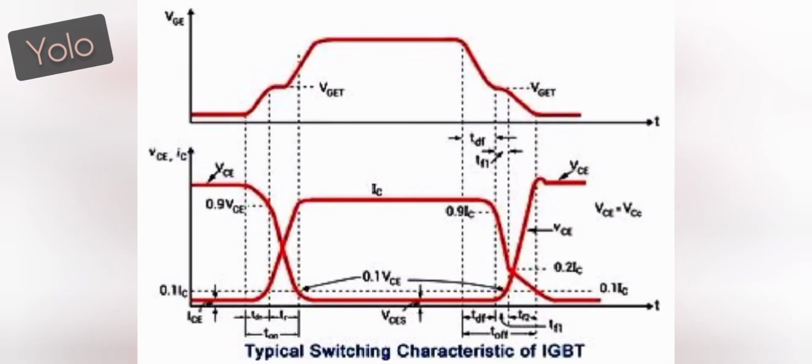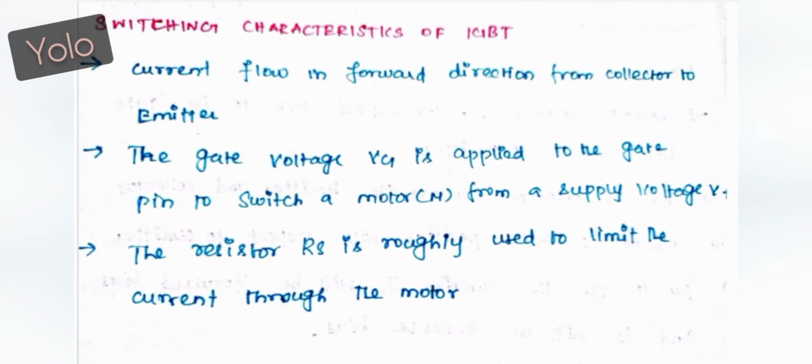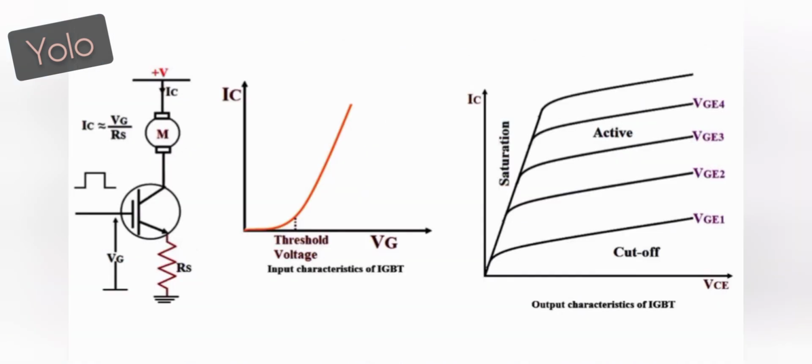Switching characteristics of IGBT. IGBT is a unidirectional device. They can only switch current in the forward direction, which is from collector to emitter. The gate voltage VG is applied to the gate pin to switch a motor from a supplied voltage V+. The resistor RS is used to limit the current through the motor.